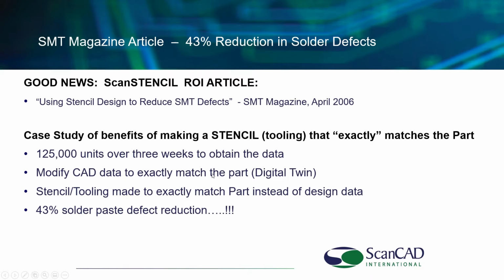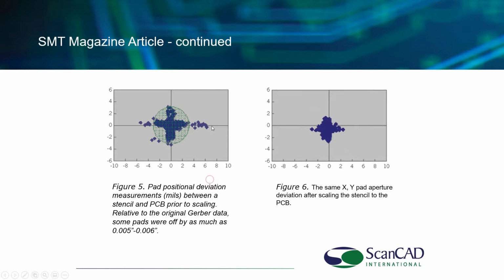So what I'd like to do here is actually show you an example of that, and this is a published Motorola study. I think I mentioned this a minute ago. By using this ScanINSPECT technology, they are able to reduce solder paste defects by 43%. This is a published study in SMT Magazine, April of 2006. They analyzed 125,000 units over 3 weeks to obtain the data that I'm about to share with you.